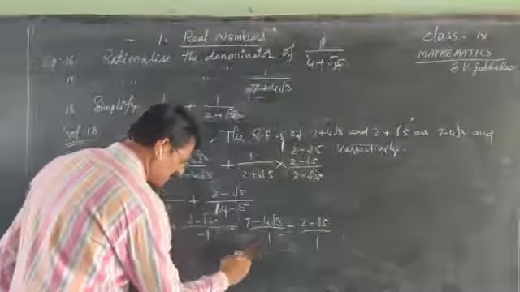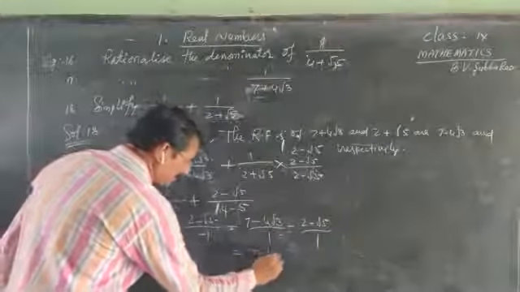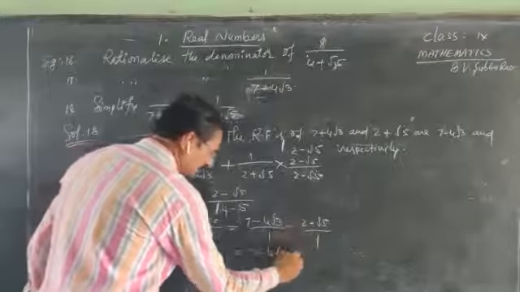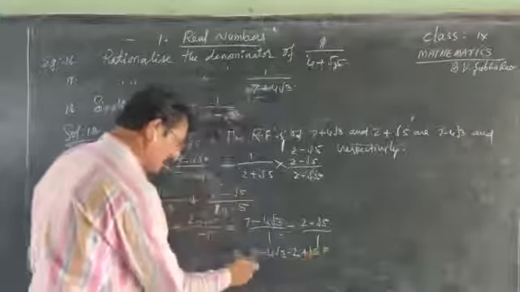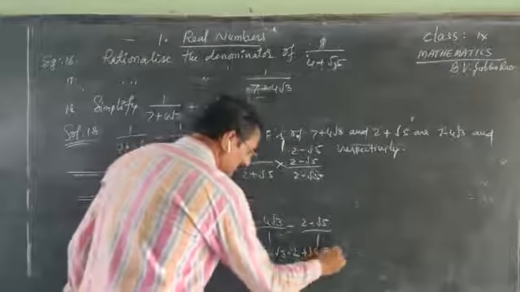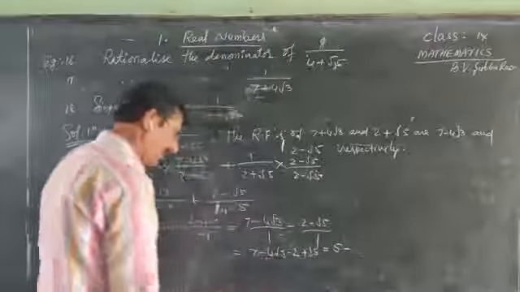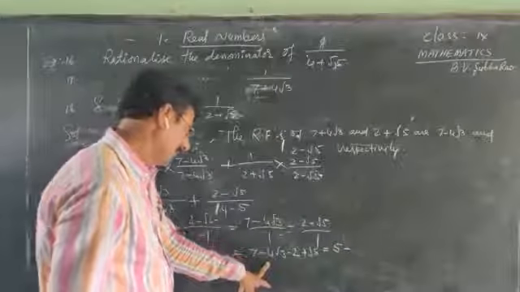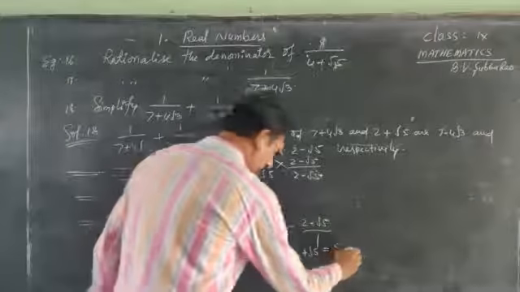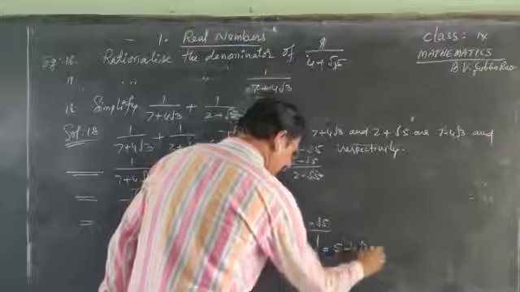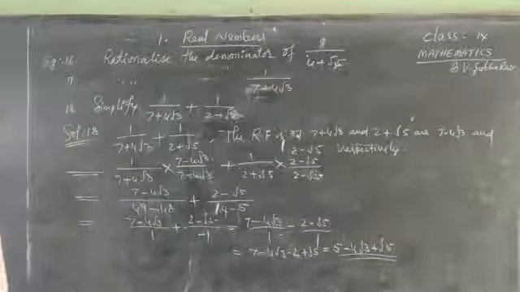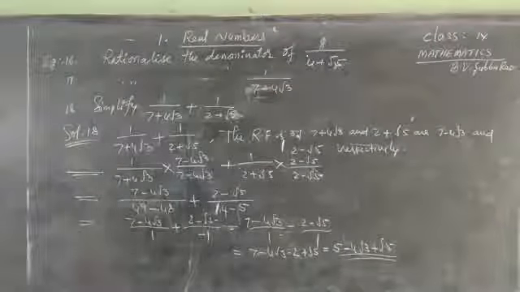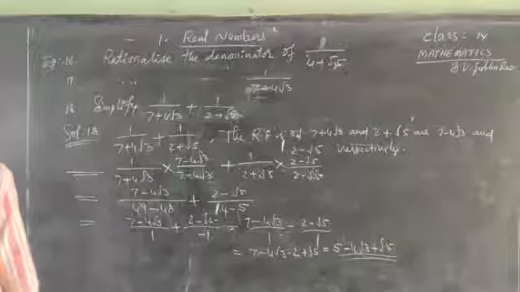Now these are the same fractions. Remove the denominator. 7 minus 4 root 3 minus 2 plus root 5, equal to, finally, 7 minus 2 is 5 and it is minus 4 root 3 plus root 5. Here it was rationalized. You understand this one?